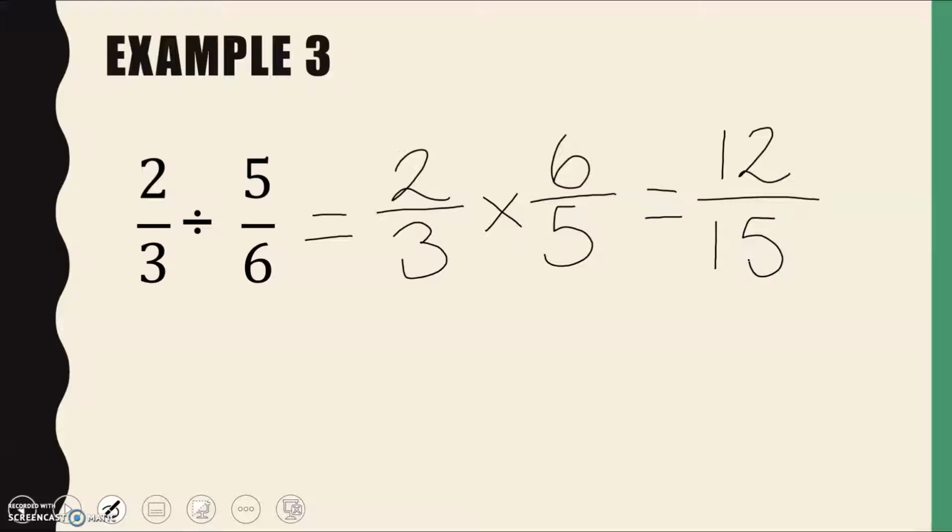I want us to think what times table 12 and 15 are both in? You should be thinking our 3 times table here. 12 divided by 3 is 4, and 15 divided by 3 is 5. So I've got 4/5 for my answer.